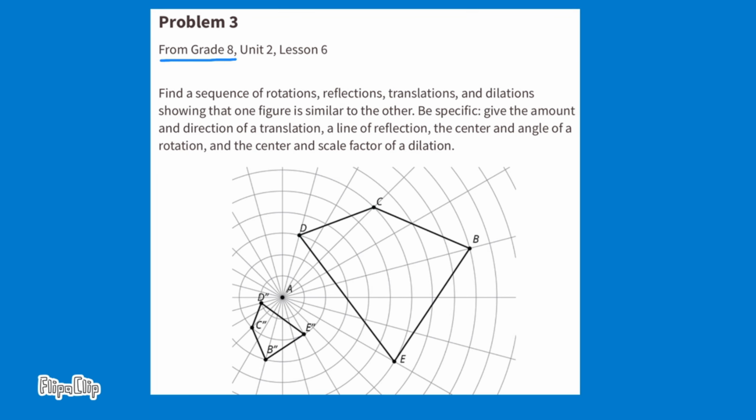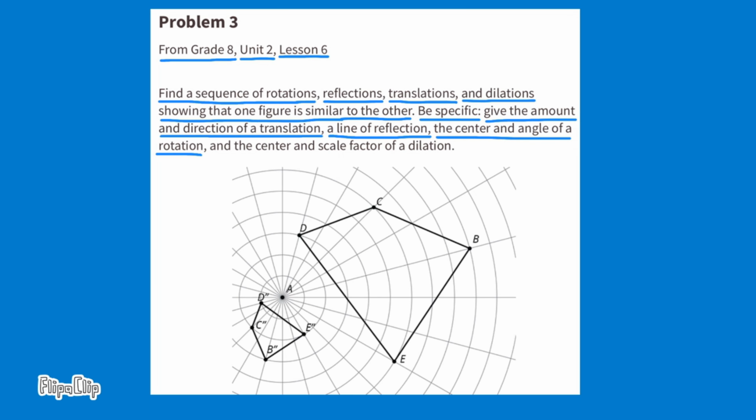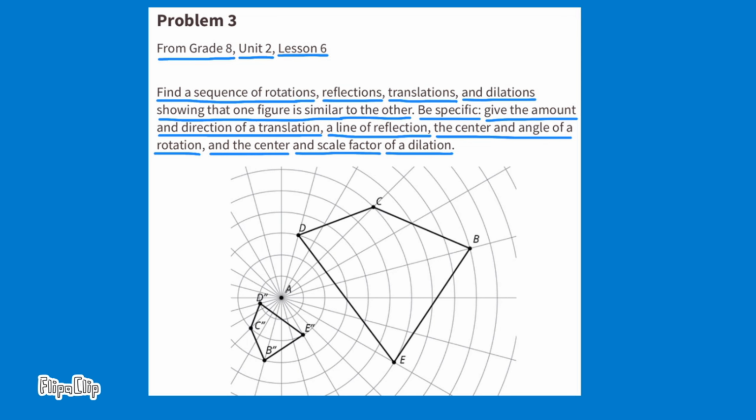Problem number 3, from 8th grade, Unit 2, Lesson 6. Find a sequence of rotations, reflections, translations, and dilations showing that one figure is similar to the other. Be specific. Give the amount and direction of a translation, a line of reflection, the center and angle of a rotation, and the center and scale factor of a dilation. Wow, that's a mouthful. It sure sounds like a lot of stuff. I'll do the best I can.